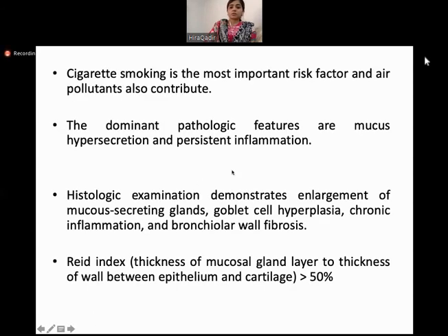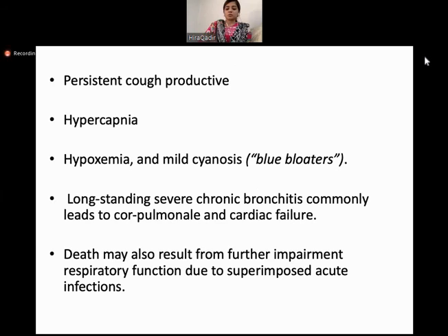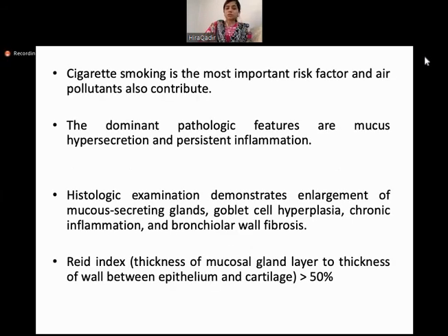So again, you can see that cigarette smoking is the most important risk factor, and other risk factors are air pollutants, all that also contribute. When you study the respiratory module, you can see that most diseases have risk factors related to smoking. Why? Because smoking causes inflammation. The dominant pathological features are mucus hypersecretion and persistent inflammation. Because there is a persistent inflammation, there is hypersecretion of the mucus from the glands. So this is the pathological feature.